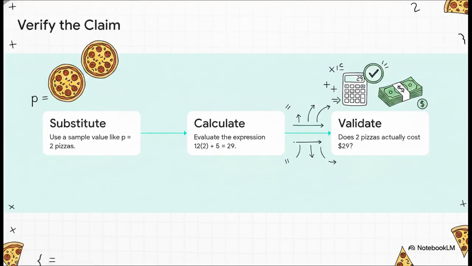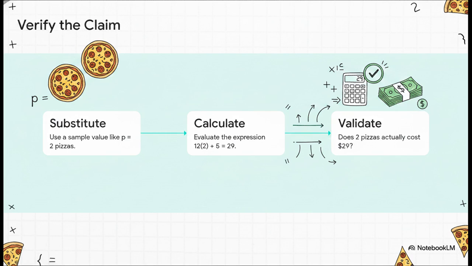Okay, for our second check, let's go back to our original pizza model and use substitution to verify our relationship. Step 1, we just substitute a sample value from our earlier table, let's say p equals 2 pizzas. Step 2, we run the calculation on our algebraic model. So 12 times 2 is 24 plus 5 equals 29.